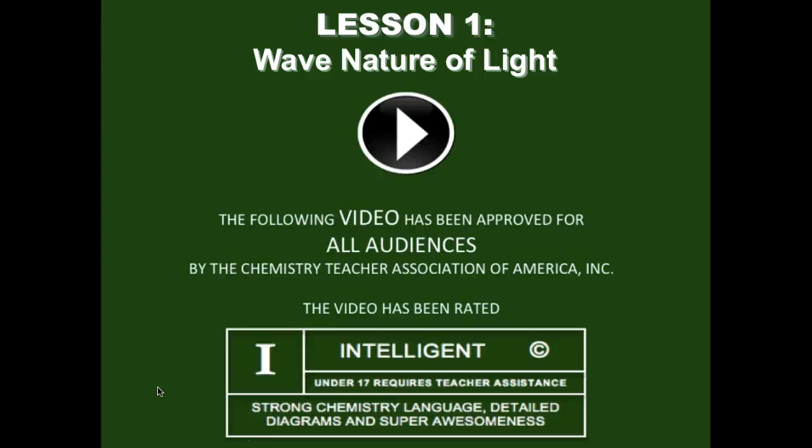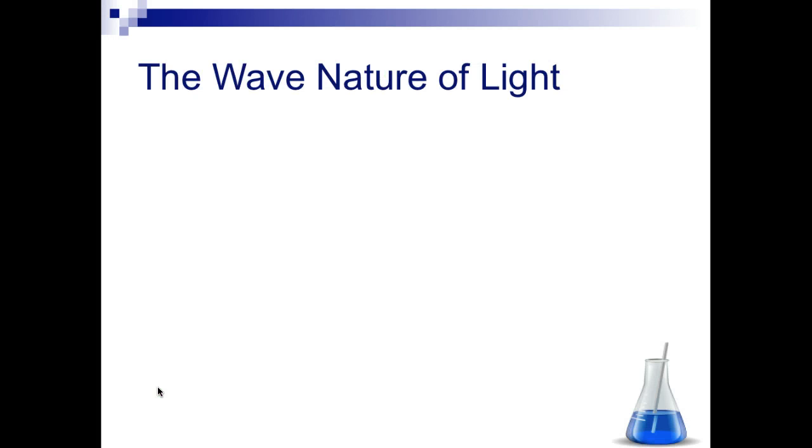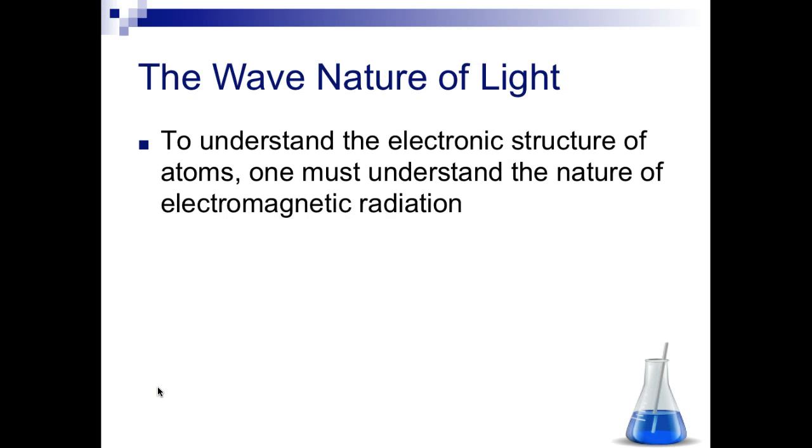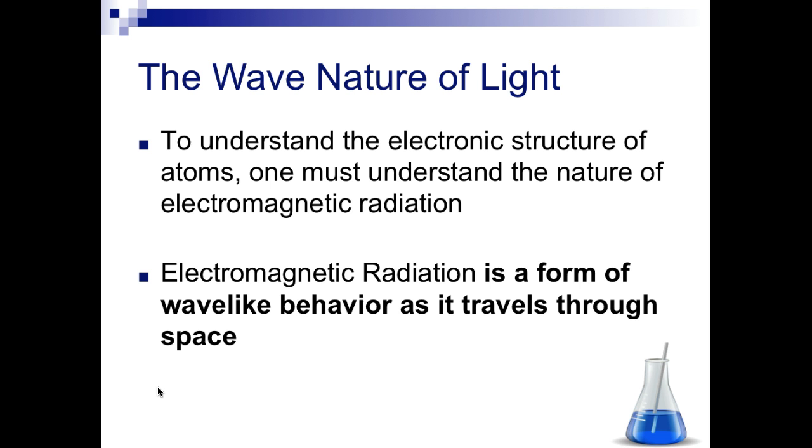All right, guys, let's look at lesson 1 of unit 5, which is the wave nature of light. So, what does that mean? When we talk about the electronic structure of the atom, so where the electrons are, you must first understand what electromagnetic radiation is. Electromagnetic radiation is a form of wave-like behavior as it travels through space. So what does that mean? That means that waves are a form of matter, and light travels in waves.